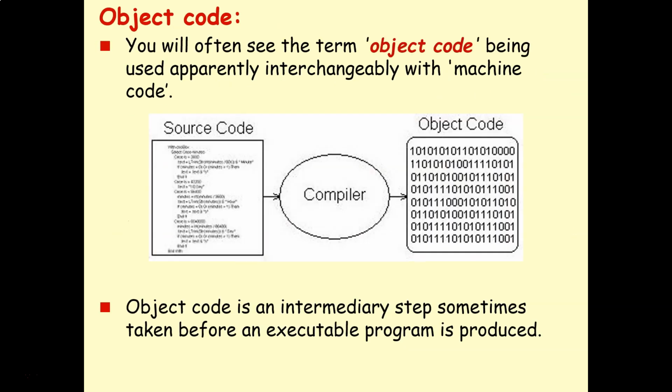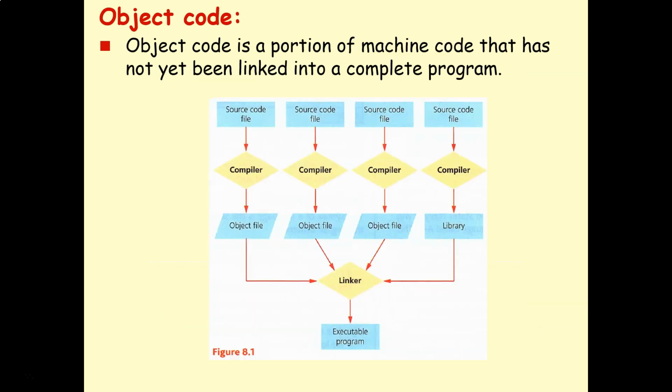And to finish off, just a little bit of a language note about something called object code. If you read about this subject, you'll often see the term object code being used interchangeably with the term machine code. Sometimes I get students asking me about this, so I'm just going to look at this in a little bit more detail. Technically, object code is an intermediary step sometimes taken before a fully executable program is produced. Object code is a portion of machine code that has not yet been linked into a complete program.